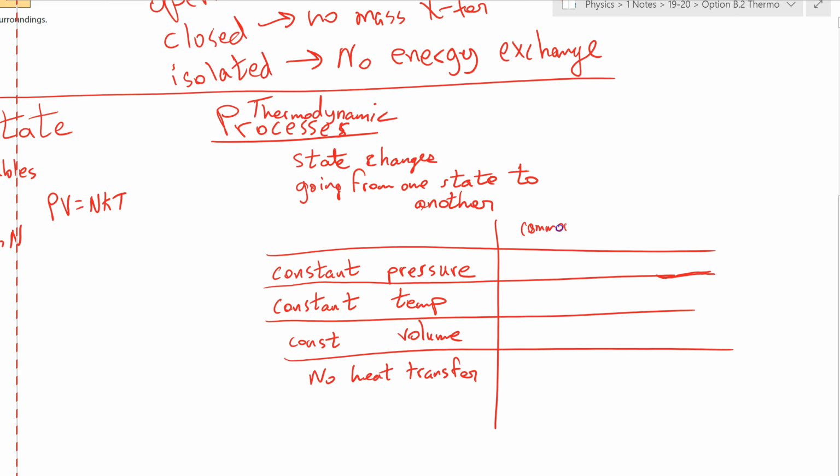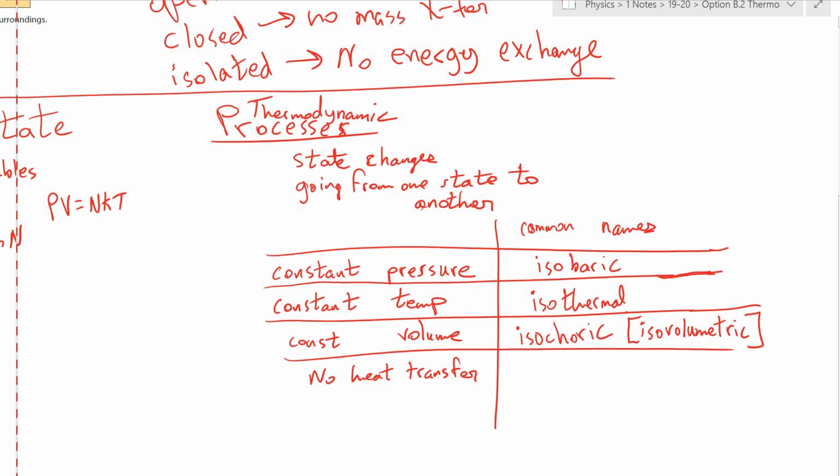The common names for these are isobaric, iso meaning same, baric meaning pressure, and isothermal, which is a little misleading. You would kind of think that the last one would be called that. Constant volume, everyone else typically calls isochoric, but IB Physics likes to call it isovolumetric. If you take thermodynamics in college, people are going to call it isochoric. It's pretty easy, though, if you read the word isovolumetric to figure out what thing is staying constant. No heat transfer is called adiabatic.